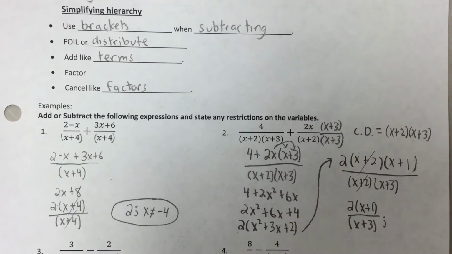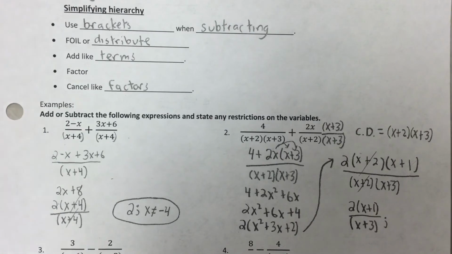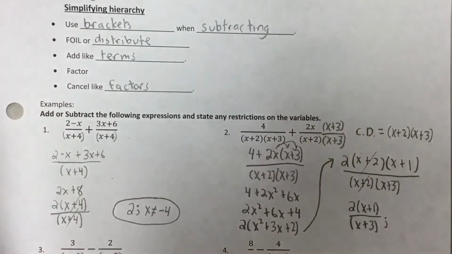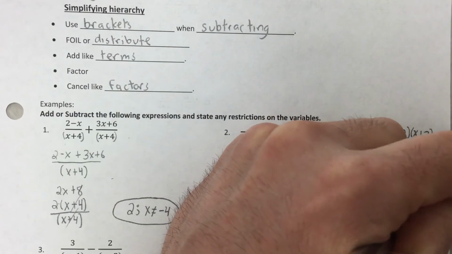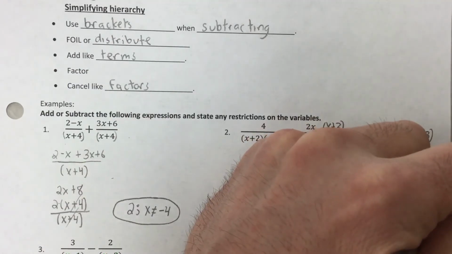And then again, any factor that was ever in the denominator would be restricted, so I restrict the x plus 2, so x cannot equal negative 2. And I set x plus 3 equal to 0, x cannot equal negative 3.